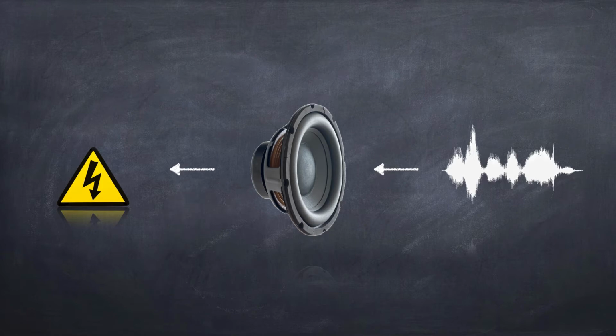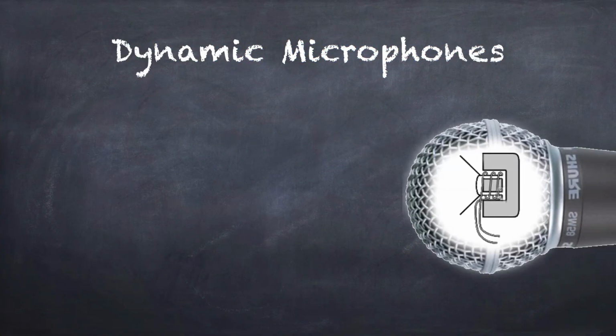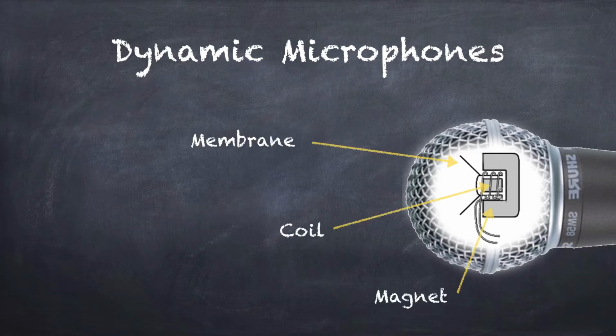Even though all microphones are made to record sound, they won't do it the same way. We'll generally find two types. First of all, the dynamic microphone. The dynamic microphone is composed of a membrane, a coil, and a magnet. The membrane and the coil move together and the magnet is fixed.